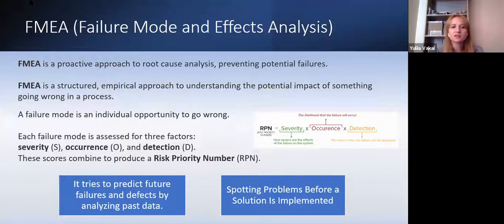So this technique tries to predict future failures and defects based on analyzing past data. When you're trying to predict some failures, some causes, you could use results from root cause analysis. So it's spotting problems before the solution is implemented. I would say these risk-based techniques, these proactive approaches, and root cause analysis techniques are very interconnected.